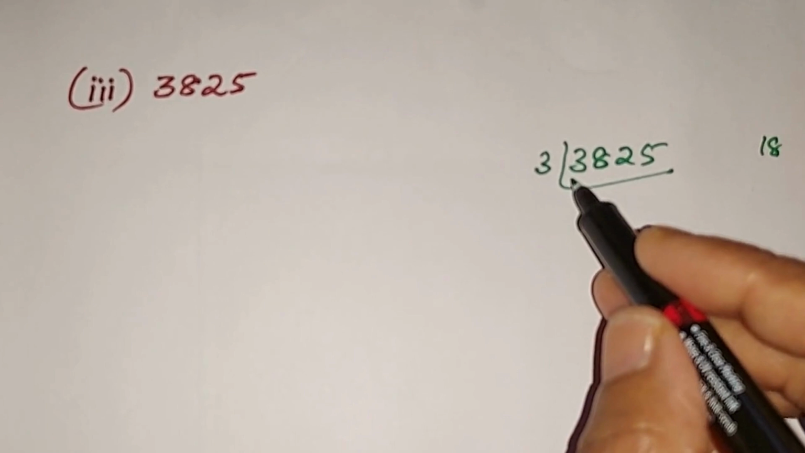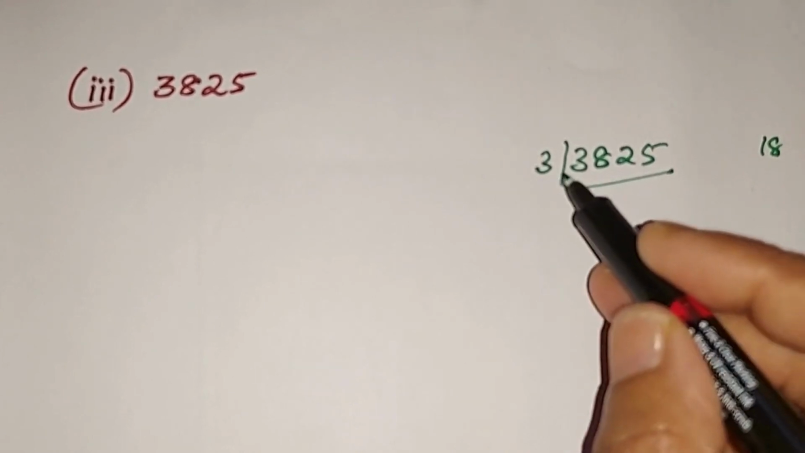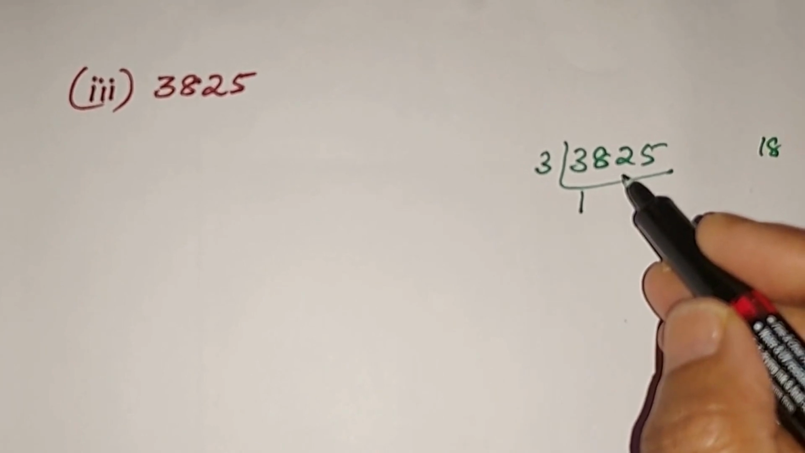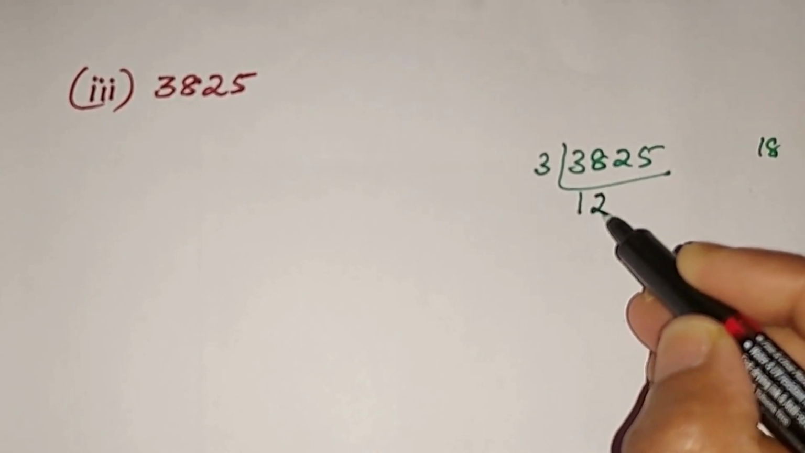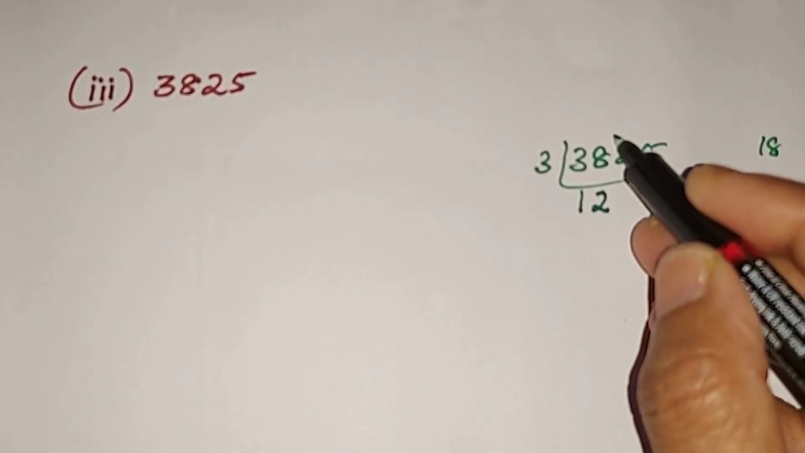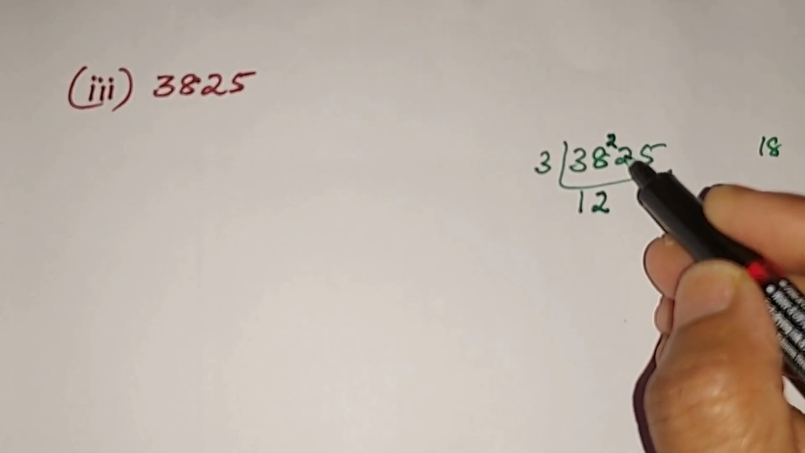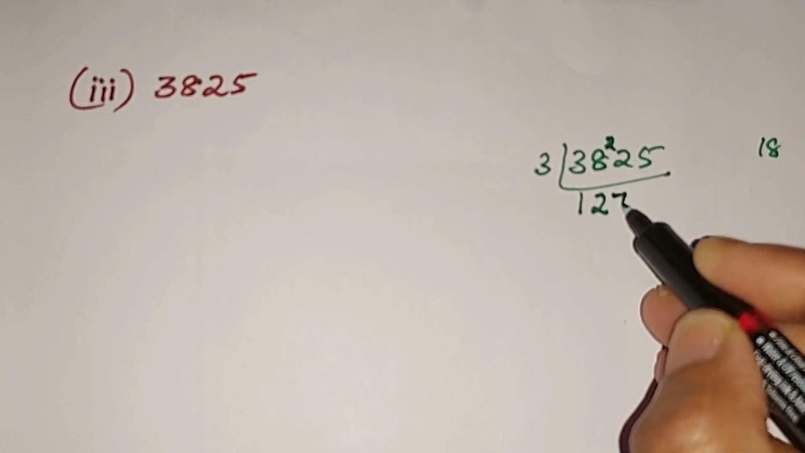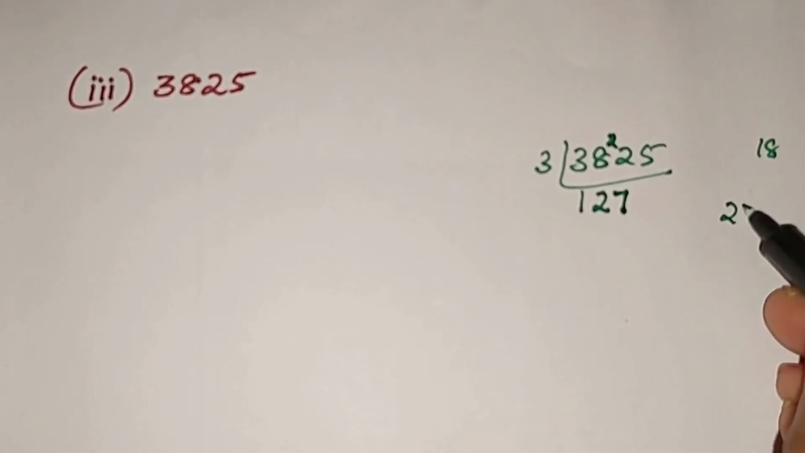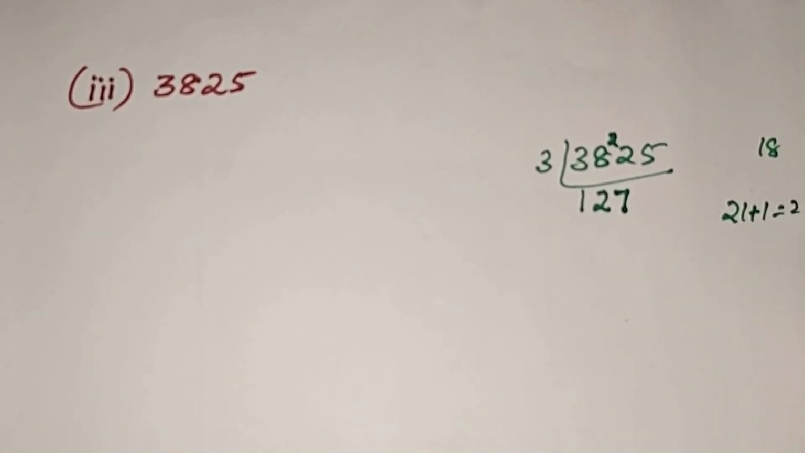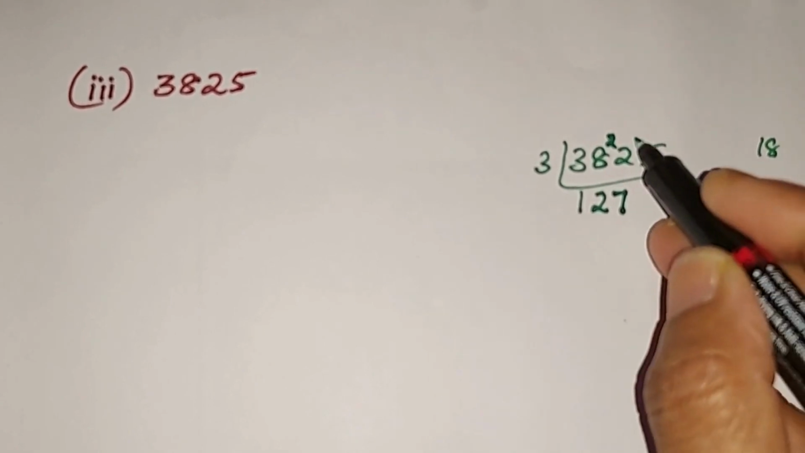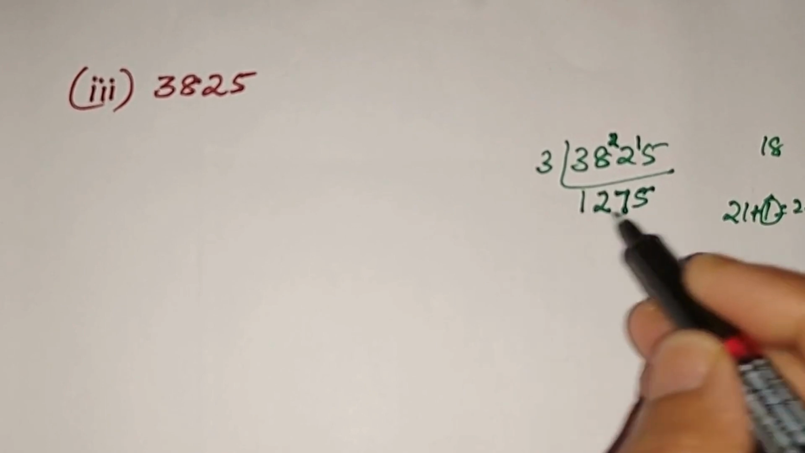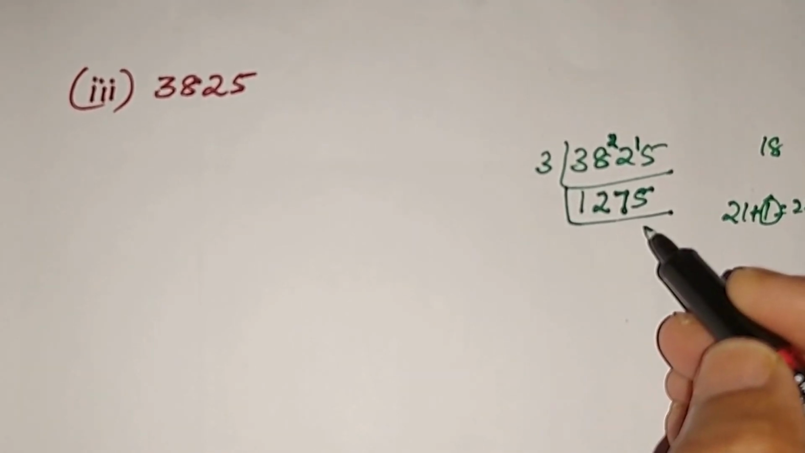Now we can divide the whole number with 3. So 3 goes into 3 one time. 3 goes into 8 two times, 2 3s are 6, and 2 is the balance. Then 3 goes into 22, 7 3s are 21, and the remainder 1 we can write here. 3 goes into 15 five times, right? So 1275. Again you check the divisibility.